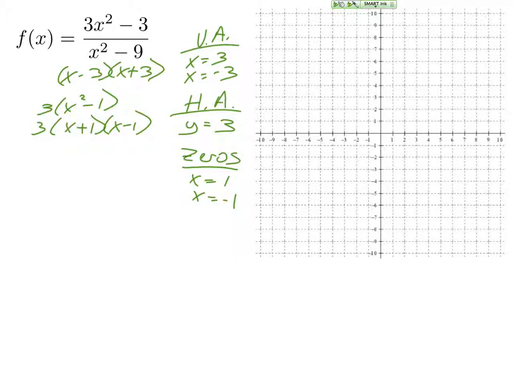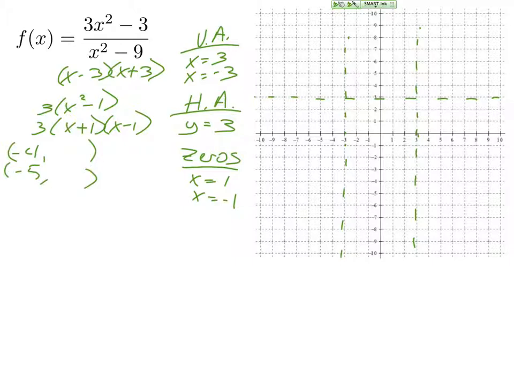What's going on with those zeros? Is it crossing or bouncing? It's crossing, good. So vertical asymptotes, 3 and negative 3. Horizontal at 3. Okay, so let's pick some numbers on the left side. Let's do negative 4 and negative 5.